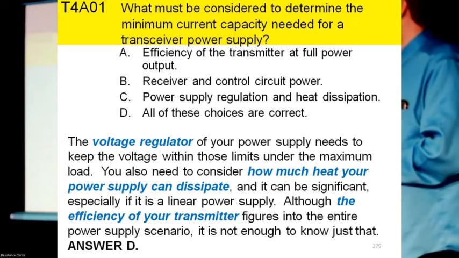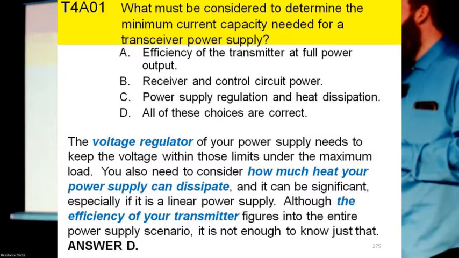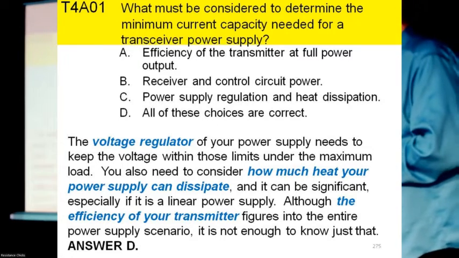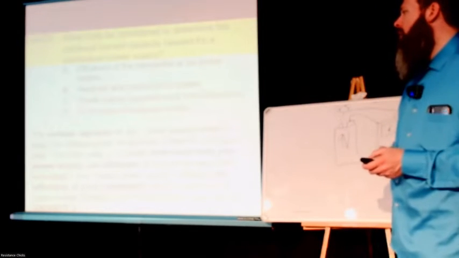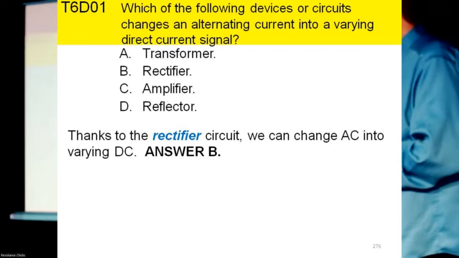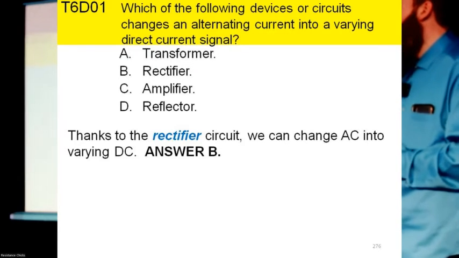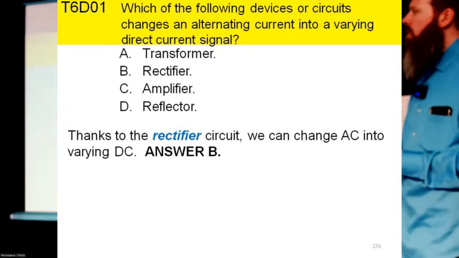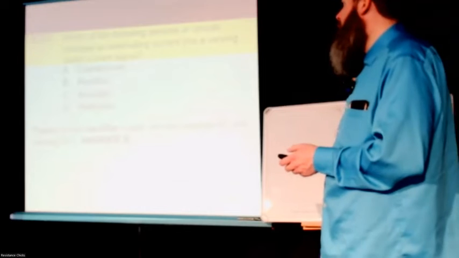What must be considered to determine the minimum current capacity needed for a transceiver power supply? All the above. So the efficiency of the transmitter at full power, receive and control circuit power, and the power supply regulation and heat dissipation. Which of the following devices or circuits changes an alternating current into a varying direct current signal? Rectifier. This is just something to know. It's an electronic component.